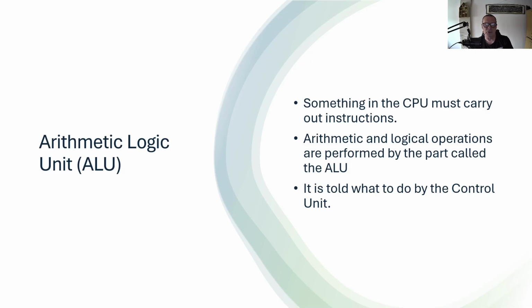The arithmetic logic unit is a really important part of the CPU. It's where all the arithmetic and logical operations are carried out. So there are circuits there that will carry out those kinds of operations. And the arithmetic logic unit does what it's told by the control unit. So it's basically a slave to the control unit that tells it what to actually carry out.